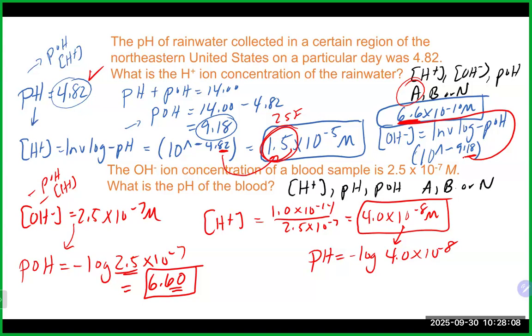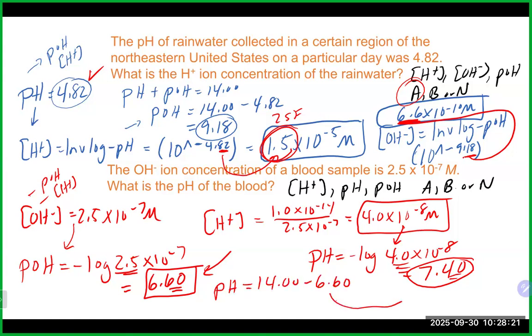And that's going to get me 7.40. Again, two significant figures, two decimal places. Clearly here, you could have also done that the pH was equal to 14 minus 6.60. Get you there as well. So again, there's a few different ways that you could do it. They all should give you really the same answer.